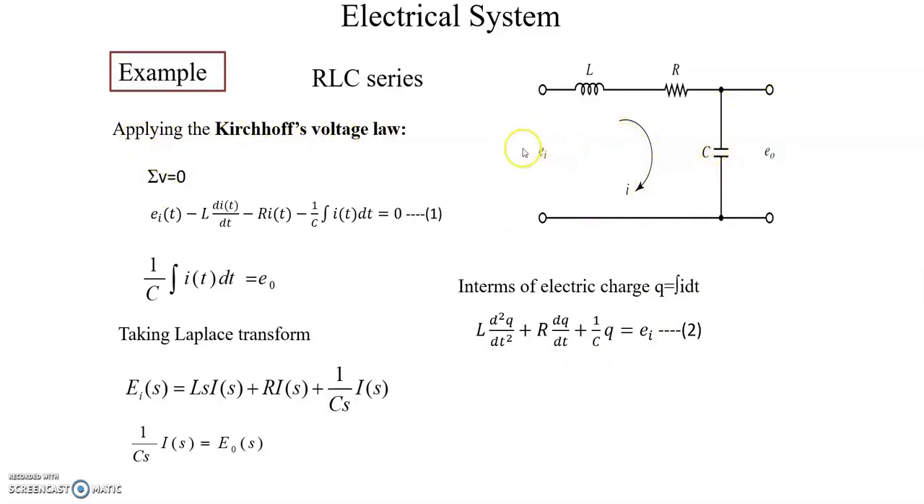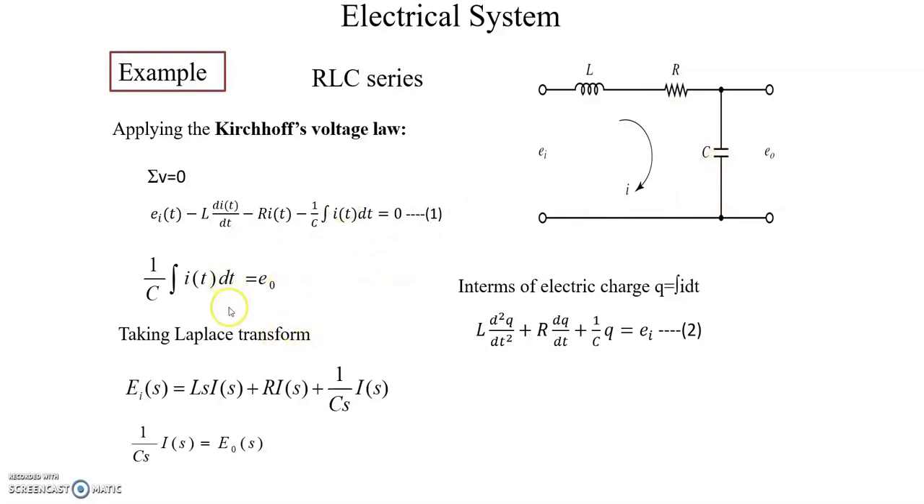Here ei(t) is the input voltage and e0(t) is the output voltage. So ei(t) is the applied force. The algebraic sum of voltages is equal to 0. So ei(t) minus L di(t)/dt, putting minus because these are all opposing voltages, minus R i(t) minus 1/C integral of i(t) dt is equal to 0. Name it as equation number 1.